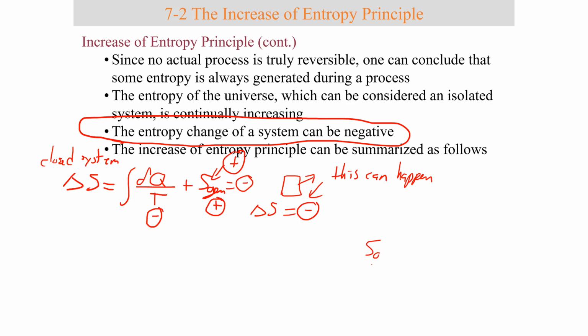So Sgen has to be greater than 0 for an irreversible process, equal to 0 for a reversible process, and less than 0, well, that's impossible. But delta S can be negative.